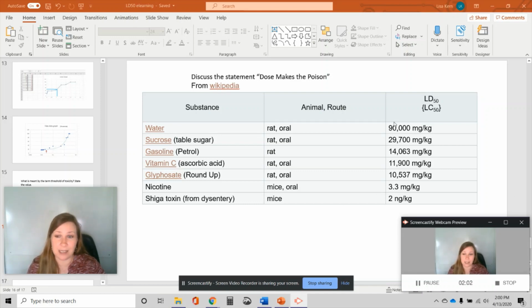Nicotine is, compared to water, obviously way more deadly. 3.3 milligrams per kilogram here. And the Shiga toxin, which is what makes you sick if you have dysentery, 2 nanograms. That's 2 times 10 to the negative 9 grams per kilogram. It's a tiny, tiny amount that's required to kill people, and that's why dysentery is such a big problem.